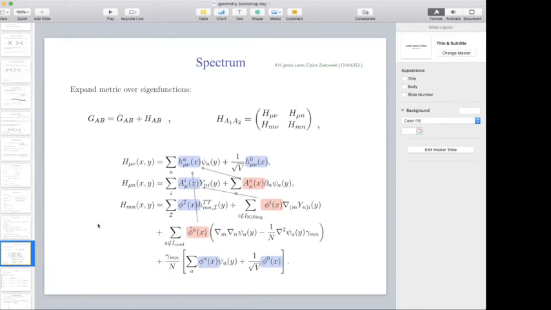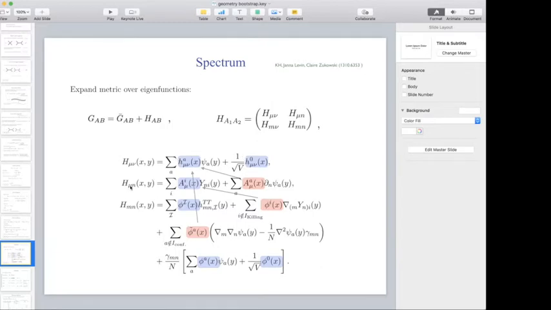Okay, so now we have to find the spectrum of the Kaluza-Klein theory. We need to expand the metric. So we break up the metric into its four-dimensional part, its extra-dimensional part, and then the mixed part. So in lower dimension, we have tensors, vectors, and scalars. So we have to expand these now over the eigenfunctions. So here we expand the lower dimensional tensors over the internal scalar eigenfunctions. So we get a tower of lower dimensional tensors here and a zero mode tensor.